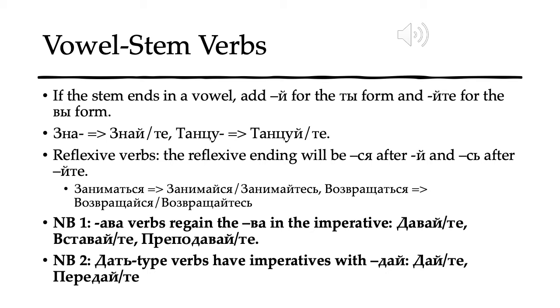The other thing to watch out for are these дать type verbs. They are going to have an imperative with дай. So дать becomes дай, дайте. Передать, to pass on, becomes передай, передайте. And those are used pretty commonly in the imperative. So you really want to be sure that you memorize the forms давай, давайте, дай, дайте, and передай, передайте. Those are important.